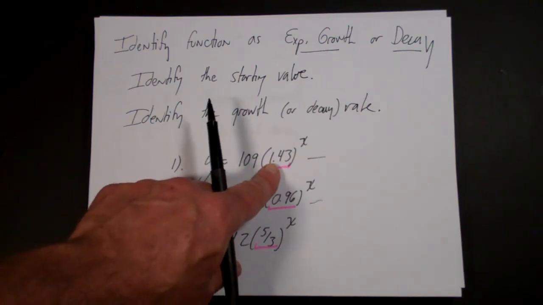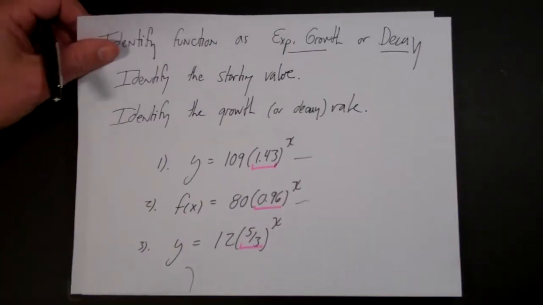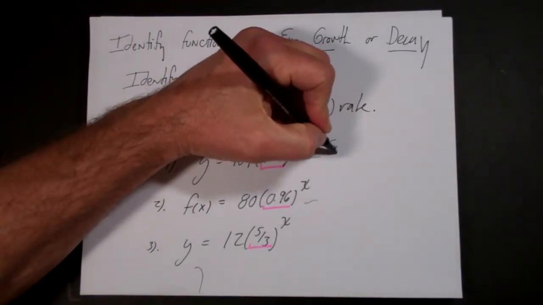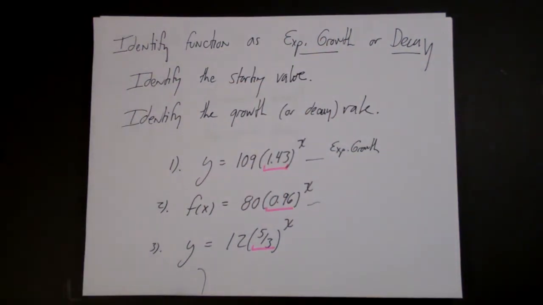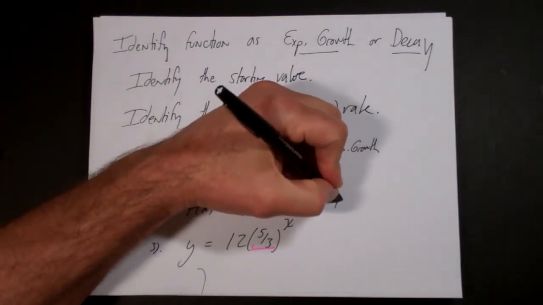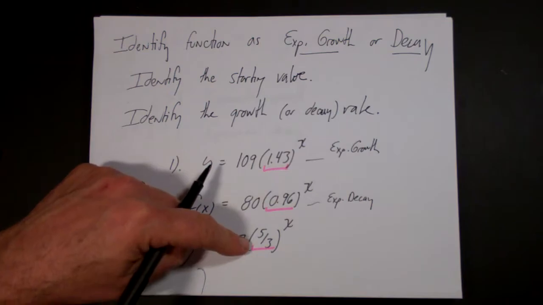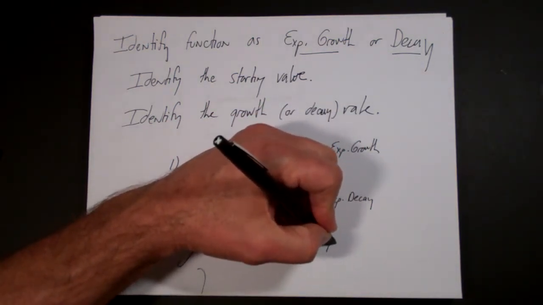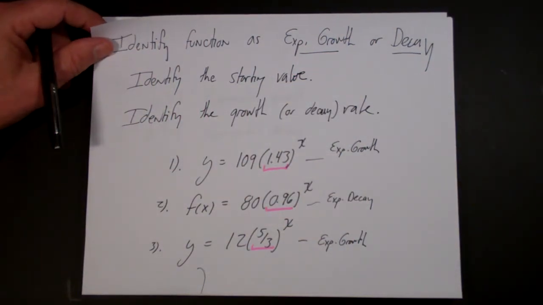The base here is 1.43. So you simply ask yourself, is that number bigger or less than 1? In this case, the number is greater than 1. So if it's greater than 1, then it's an exponential growth function. So this one is exponential growth. This one is 0.96. You ask if that's greater than or less than 1. That is less than 1, so therefore we know that's exponential decay. And this one, 5/3. 5/3 is greater than 1, so we know that's exponential growth. That's all you do for the first step: identify b and see if it's greater or less than 1.